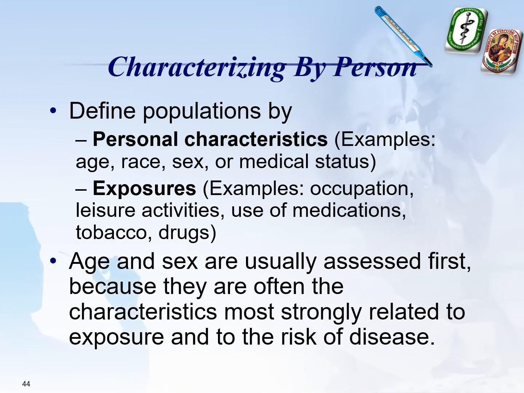Then we could characterize by person. Epidemiologists determine what populations are at risk for the disease by characterizing an outbreak by person. Such populations are usually defined by personal characteristics, use of medications, etc. These factors are important because they may be related to susceptibility to disease and to opportunities for exposure.